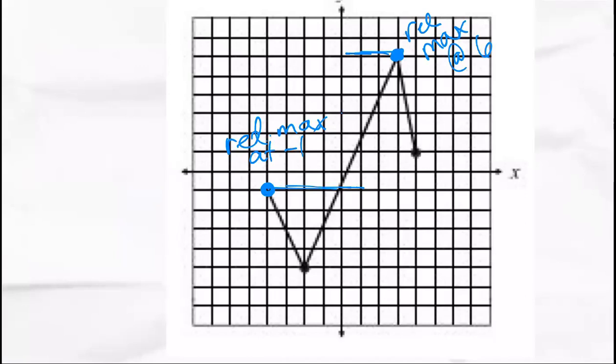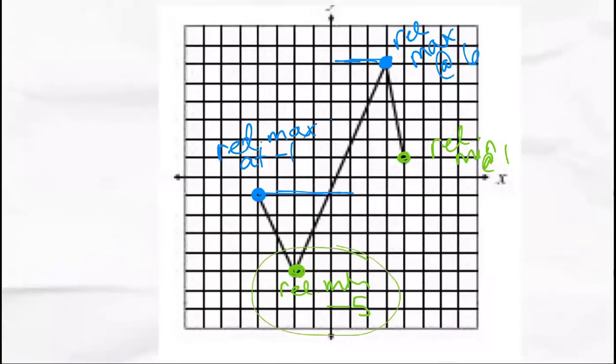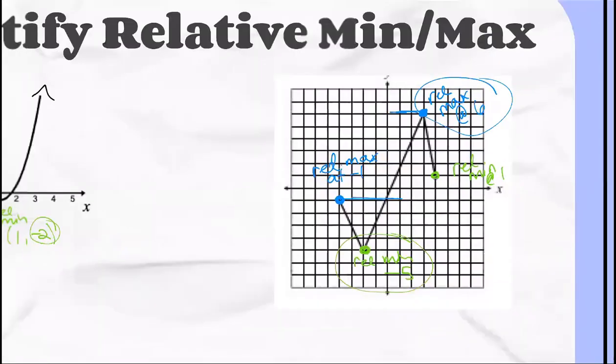And then let's see if there's any relative minimums. Well, there's this one. And there is this one. So then this one would be a relative minimum, and that would be at -5. And this will be a relative minimum at 1. And actually, this relative minimum at -5 would be an absolute minimum too, because it is the lowest point in the graph. And same with its relative max at 6. It is a relative max, but it's also the absolute max because it's the highest the graph goes.